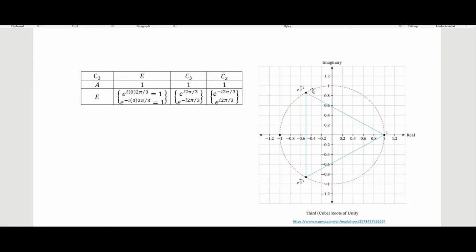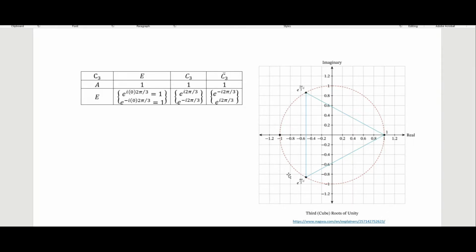And so we see that this forms a triangle here in the imaginary number field. And so this 1 here is our E column right here. This one up here would be our C3 column. Then this one down here would be our C3 bar column.